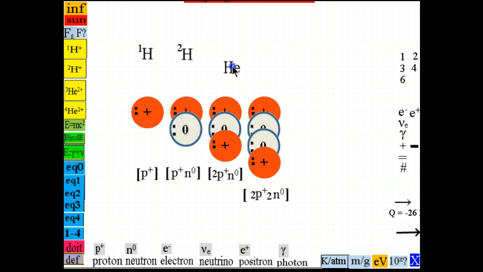Now this one is called helium because it has 2 protons. This one is also helium because it has 2 protons. This one has 3 subatomic particles, 2 protons and 1 neutron, so it is helium 3. And this here is helium 4 because it has 2 protons and 2 neutrons in its nucleus.